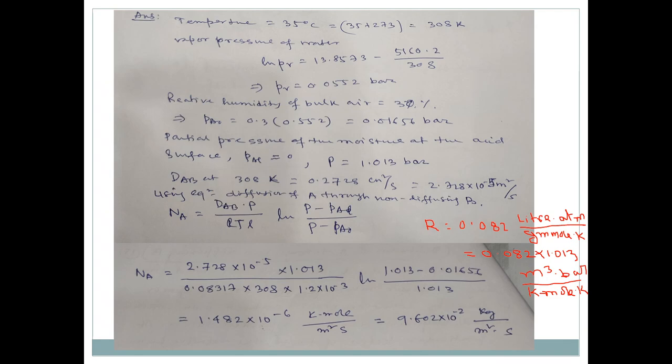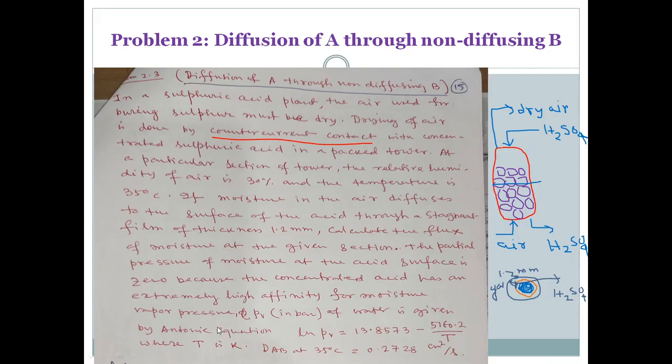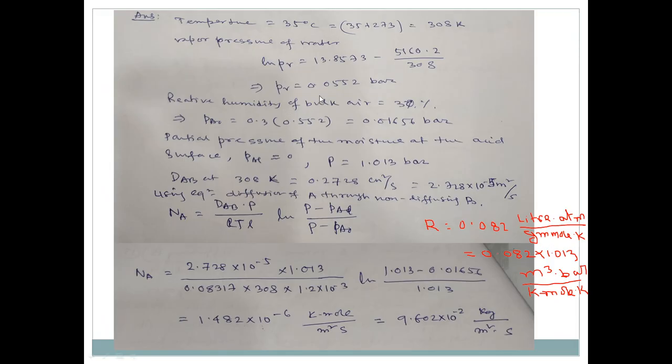Now this is very easy. Temperature 35 degrees equals 308 K. For the vapor pressure of water I use this equation. The vapor pressure PV is in bar, so you have to look at it accordingly. This is equal to 0.50552 bar. So this is the vapor pressure of water.